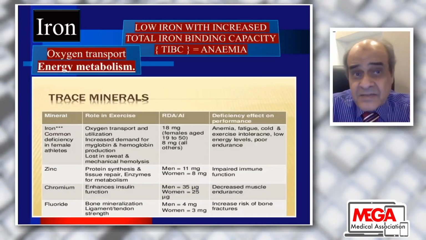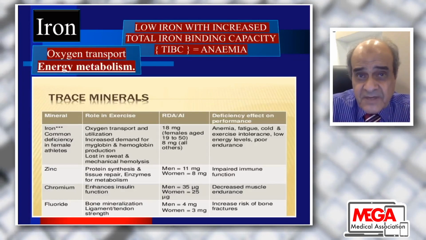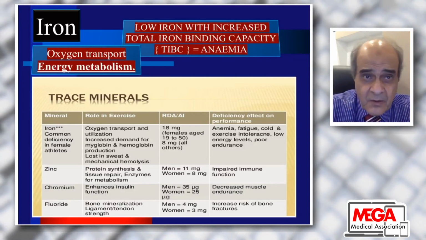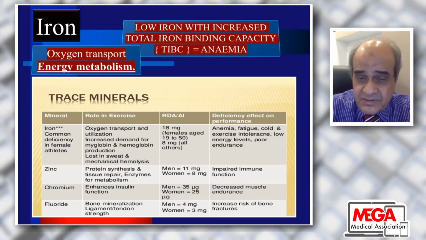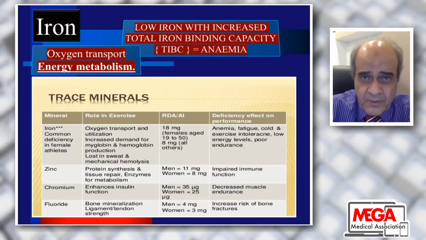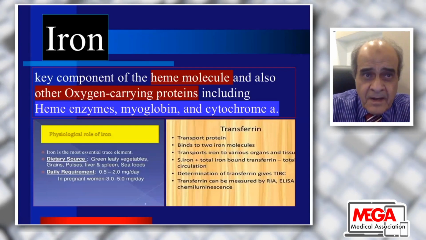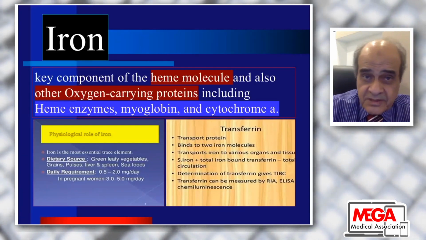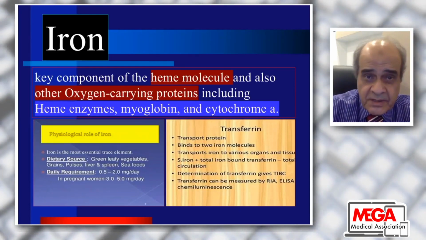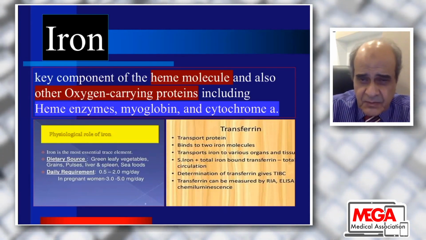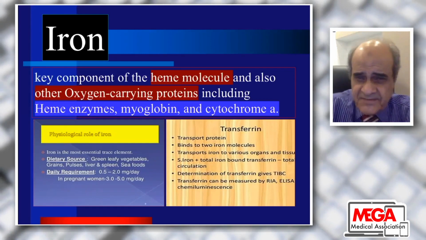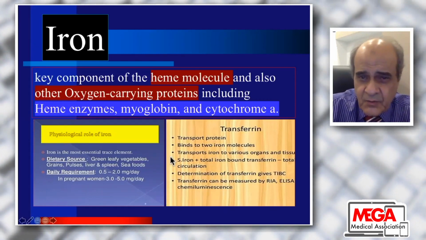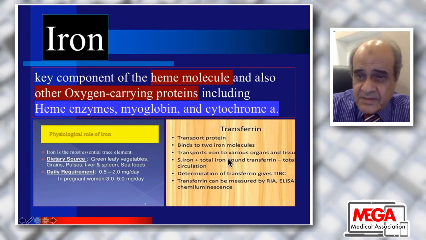Iron, as most of us know, is very important as a cofactor for all energy metabolism, for oxygen transport, hemoglobin and myoglobin, and so on. Iron is a key component of the heme molecule and also other oxygen-carrying proteins, including heme enzymes, myoglobin, and cytochrome A. And as we know, transferrin is a transport protein for iron and binds two iron molecules, transporting iron to various organs and tissues.